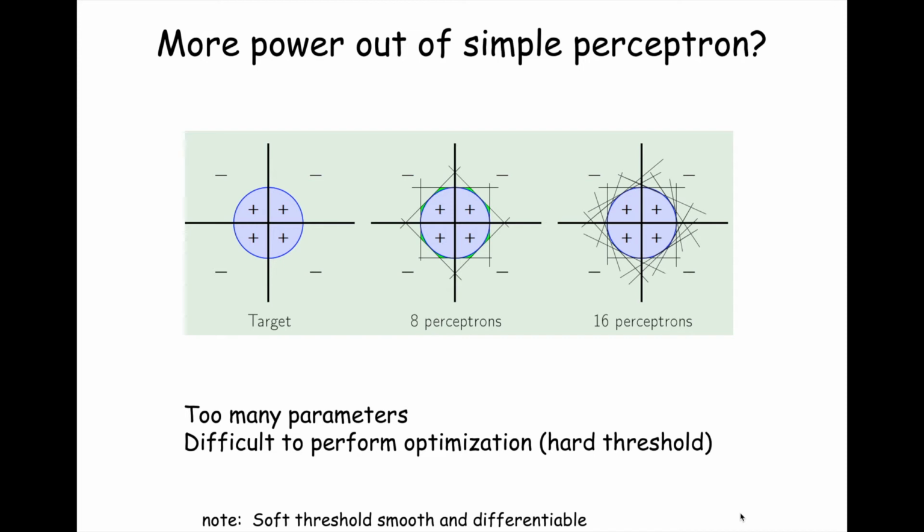And so oftentimes you can help by having soft thresholds instead of hard thresholds. One of the benefits of soft thresholds is that they're smooth and differentiable, which makes them a lot easier to work with in terms of drawing curved surfaces, but also in terms of how you pose expressions for in-sample error. So this is a good thing.